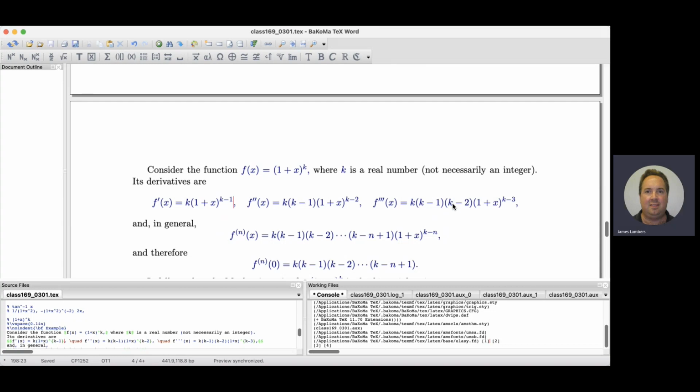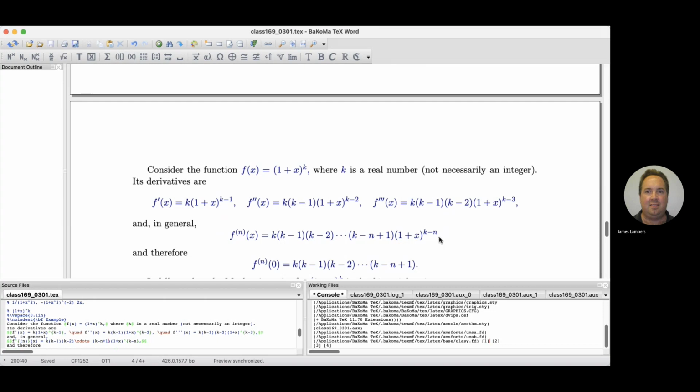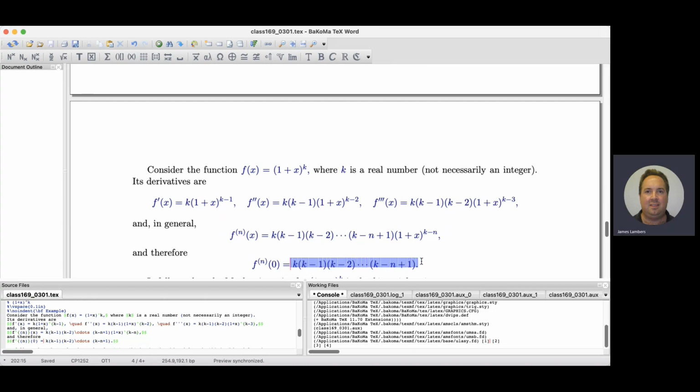This keeps going. So in general, here's my formula for the nth derivative, just extrapolating from all of these cases here. I have k times k minus 1 times k minus 2, all the way down to k minus n plus 1. Well, the key here is that whatever order derivative I have, that's how many factors I have here. And they all come from subtracting 0, 1, 2, etc. from k. And then I have 1 plus x to the k minus n. So then if I substitute x equals 0, I'm just going to wind up with this product of all these linear factors.